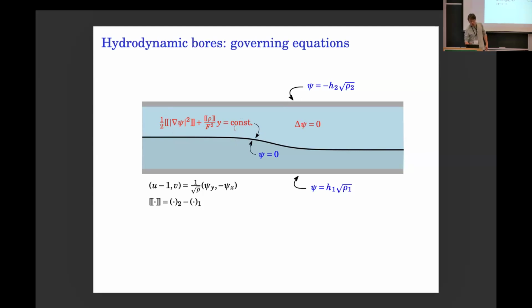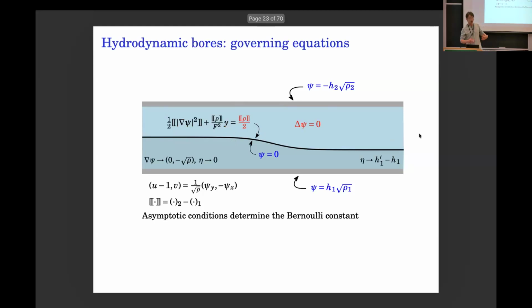So, but what is that constant, right? That's still like an unknown, but this can be figured out when you impose conditions at infinity. Remember, I said at infinity things are kind of irrotational, uniform flow in each layer. So if you plug that in, you can calculate that constant to be half of the jump of the density. Okay, so that's the whole system.